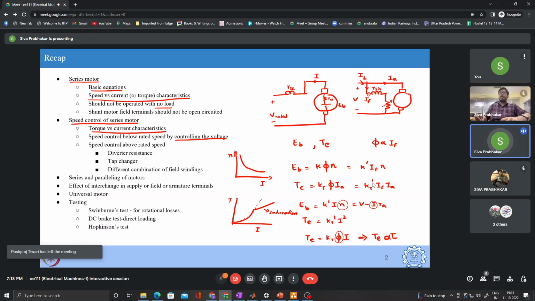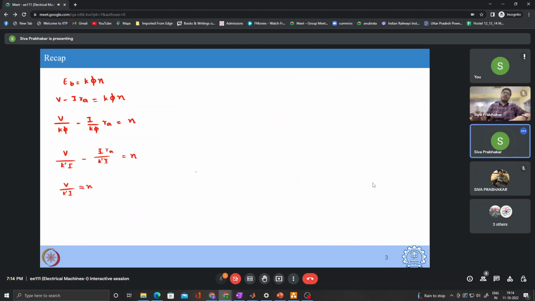So if you can see here, the field winding is in series with the armature. So whatever changes you make in the field resistance, the same will get reflected into the armature terminal as well. Different discussions were made in order to control the speed above the rated speed. Below the rated speed, we can simply reduce the voltage, and above the rated speed, one method is to change the value of the field resistance without affecting the normal current. So a field diverter resistance, a tap changer, as well as different combinations of field windings were discussed.